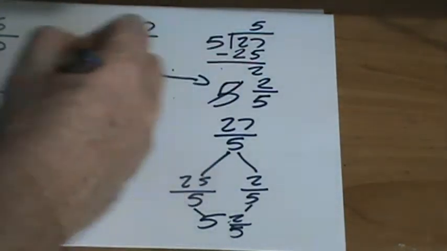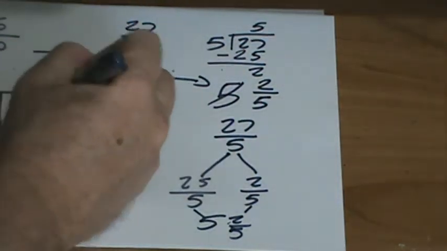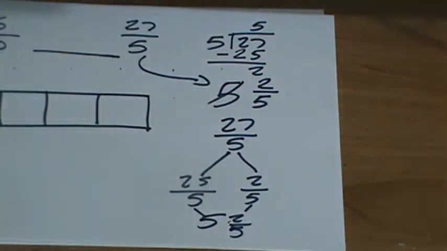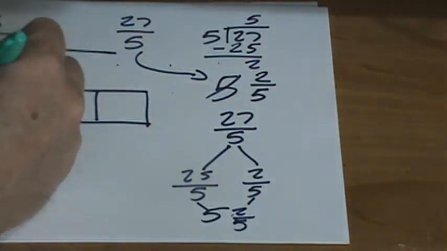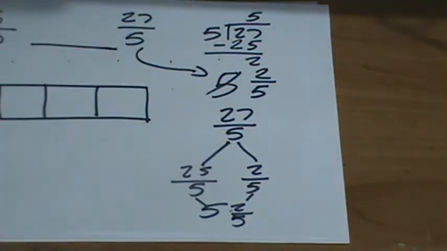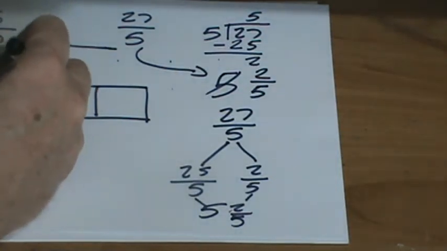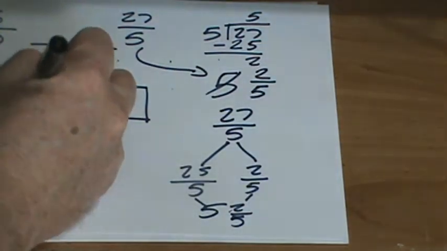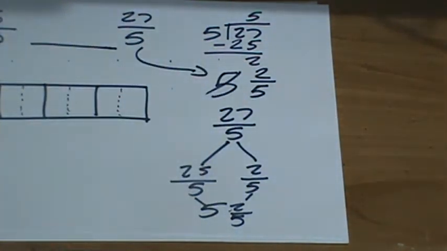So let's go ahead and make 2 fifths. 1, 2, 3, 4, and 5. And we're going to shade in 2 of these. Okay, but now we have to compare that to 6 tenths. So what do we got to do? We got to break these into 10 pieces, right? 5 times 2. There's 2. There's 4. There's 6. There is 8. There is 10.